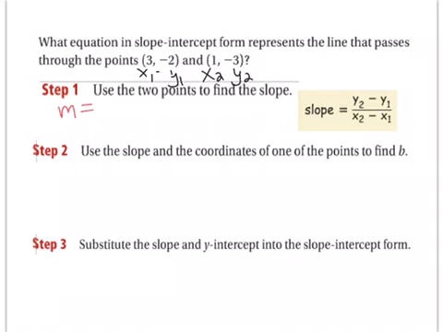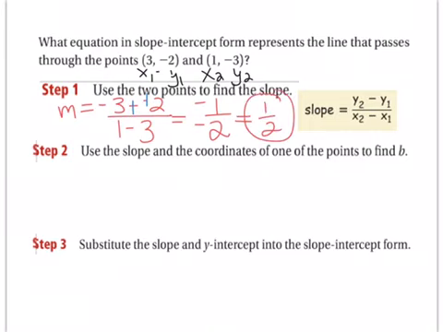M equals y2 minus y1 over x2 minus x1. Now remember, class, minus and negative is going to switch up to positive. So -3 plus 2 gives me -1. 1 minus 3 is -2. And a negative over a negative is positive 1/2. So I know the slope.